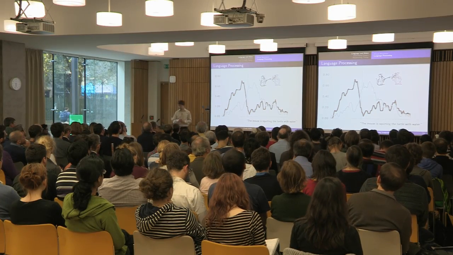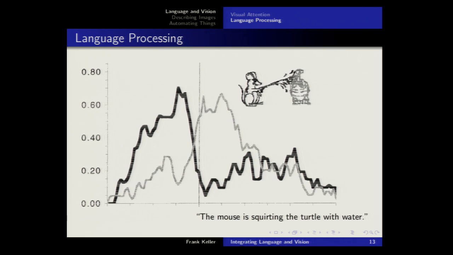Here's a quick example from the literature, just to illustrate the eye-voice span. I'm afraid this doesn't come out very well. You have two agents here. One is a mouse, and the other one is supposed to be a turtle. No, sorry, the mouse is squirting water on the turtle. Here in gray, you have fixations on the turtle. So here's time on the x-axis and fixation probability on the y-axis. And in black, you have the fixations on the mouse. And here, the line indicates where people start speaking. So here, the utterance is starting, the mouse is squirting.